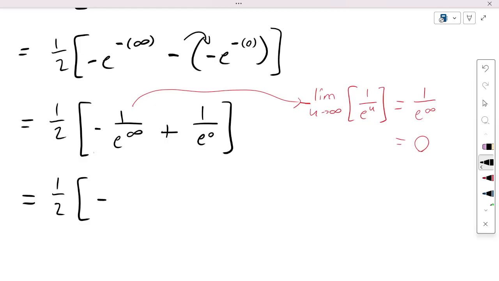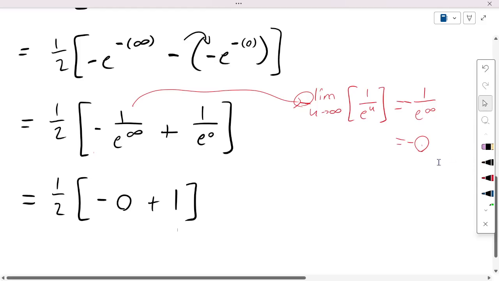Or negative 0 in our case. I should have added the negative because of this negative right over here, negative 0. It's a negative, but it doesn't matter. But negative 0 plus e divided by e to the power of 0. Anything to the power of 0 is just equal to 1. So it's 1 divided by 1, which is equal to 1.